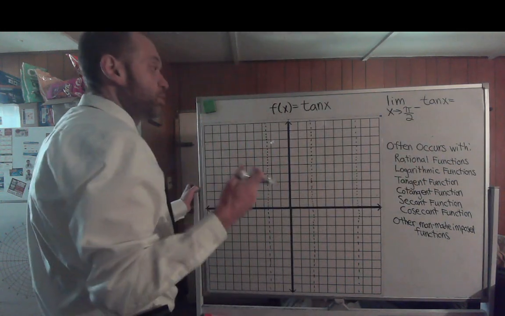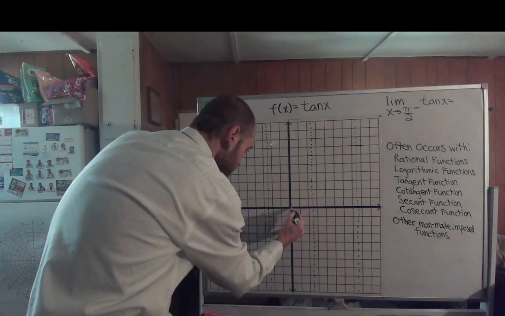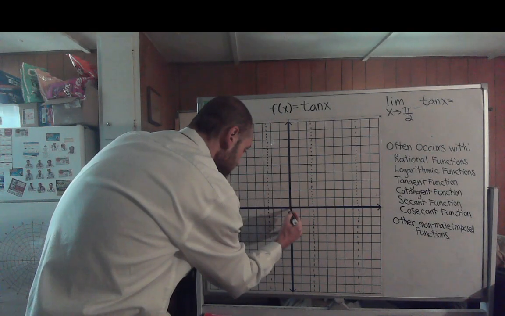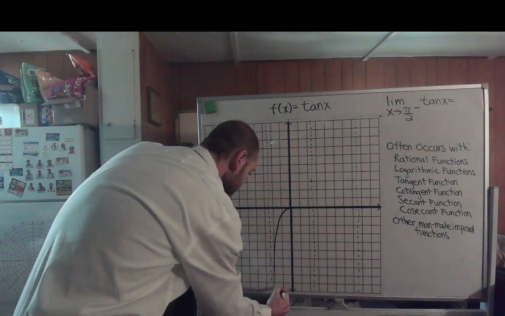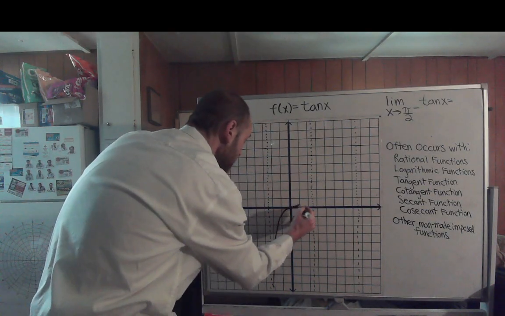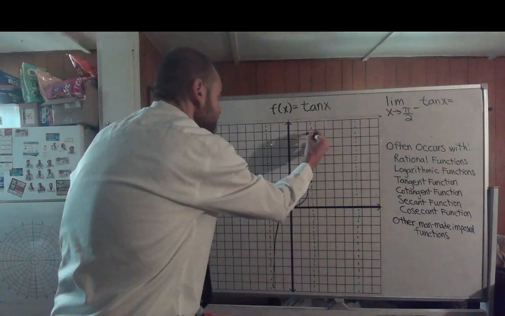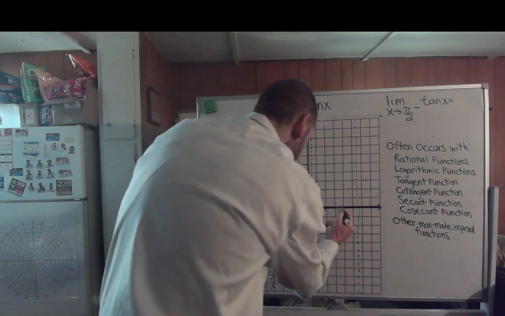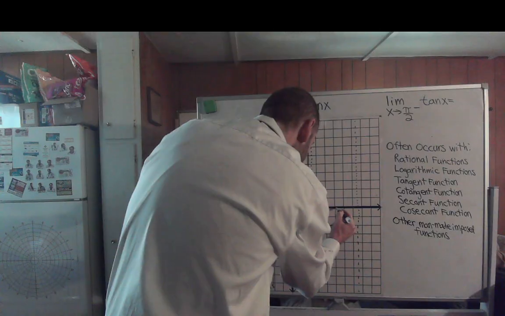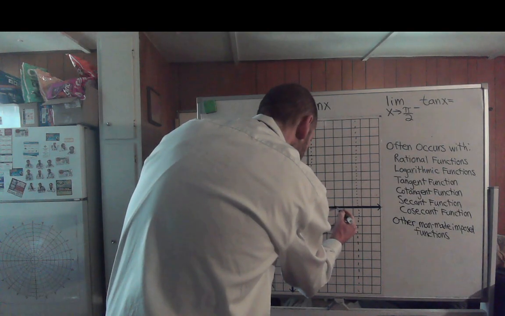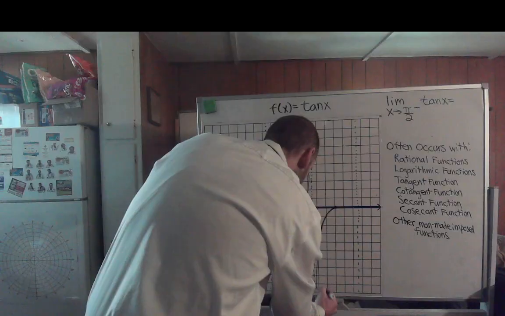So why don't we graph the tangent of x function? We know the tangent of x looks a lot like this. So there's your tangent of x function, and again we'll put it at pi here. We'll do another graph.